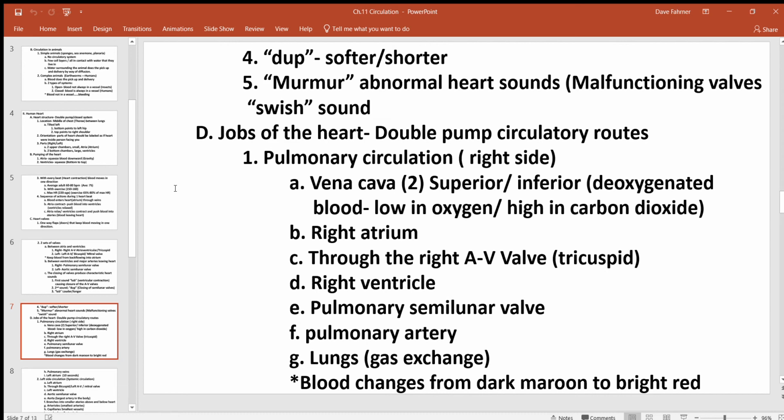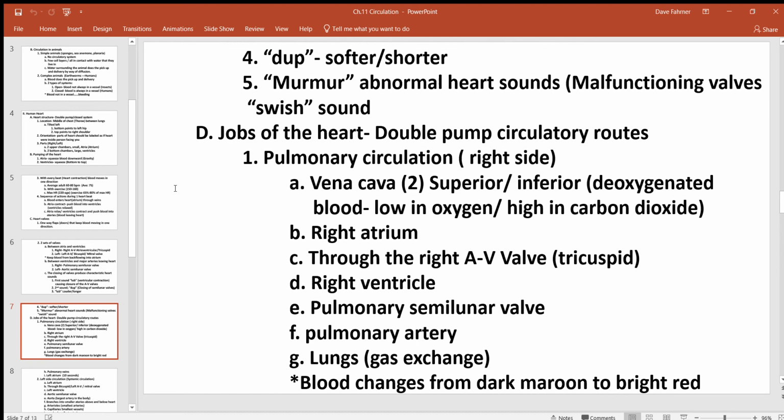From there, the right ventricle contracts, pushes blood out of the heart through the pulmonary trunk, otherwise known as the pulmonary artery, into and through the semilunar valve. The semilunar valve flaps shut when the contraction of the right ventricle is complete. The pulmonary trunk then branches into the right and left pulmonary artery, which takes blood to the lungs, where gas exchange is going to occur.